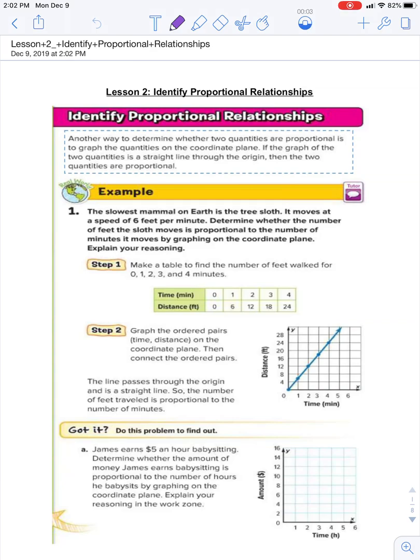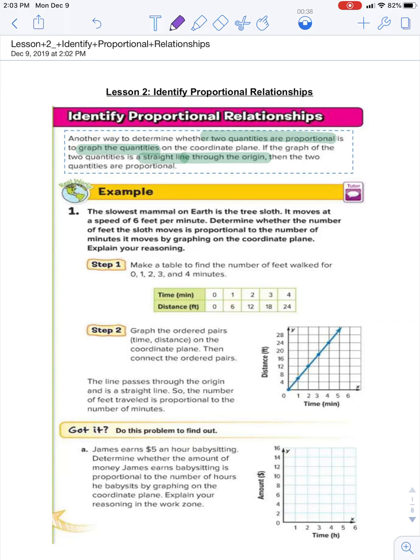All right, so today we're going to talk about identifying proportional relationships with a graph. Another way to determine if two quantities are proportional is to graph them, and then they have to have a straight line and it has to go through the origin. Then they are proportional. If we get a straight line and it doesn't go through 0, 0, they are not proportional graphs. If we don't get a straight line at all, they're not proportional graphs.